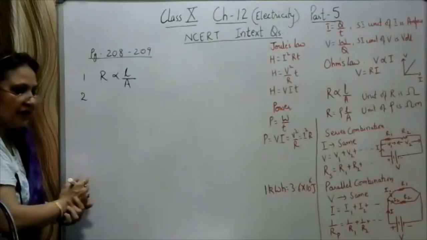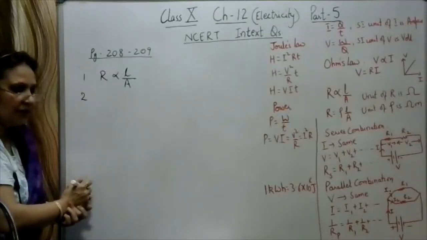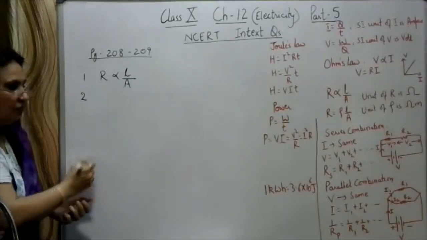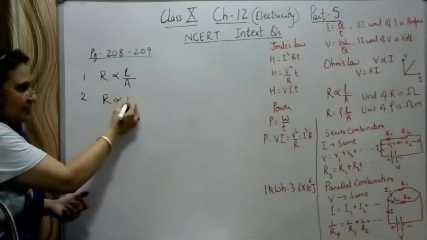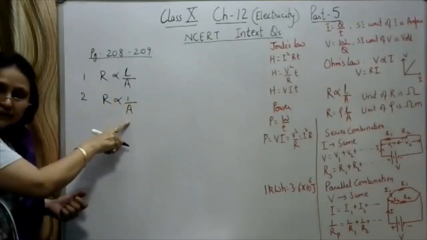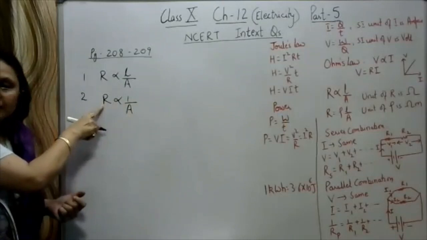Second is, will current flow more easily through a thick wire or a thin wire of the same material when connected to the same source? Why? We know that the resistance is inversely proportional to cross-sectional area. Thicker the wire, less will be the resistance.